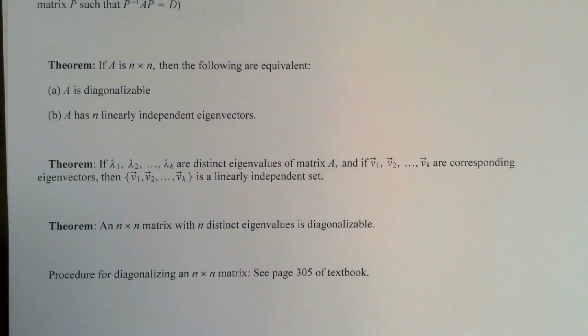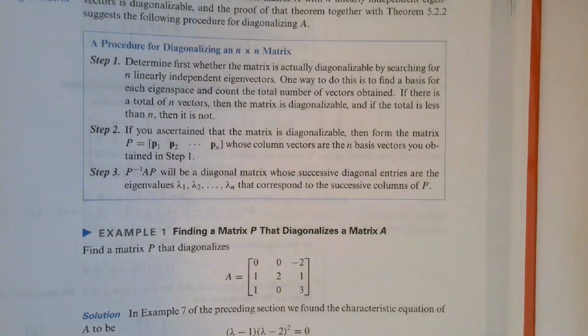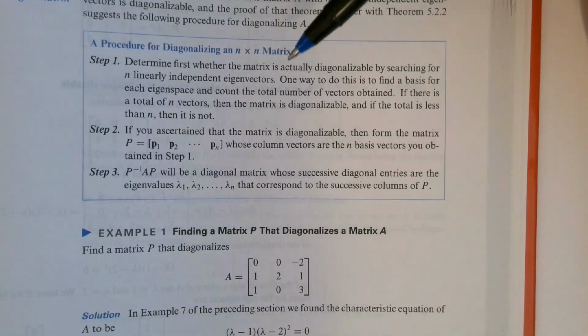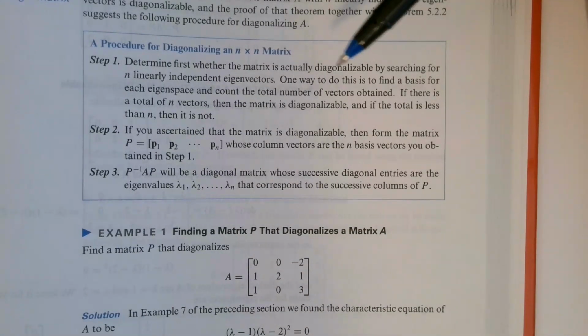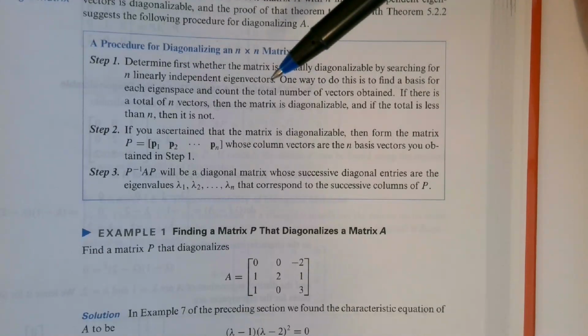And it sort of summarizes, if you will, in a way, these theorems and what we've been talking about here. So here's the procedure. It's on page 305. First, we're going to determine if the matrix is actually diagonalizable, and we're going to search for n linearly independent eigenvectors, as we were looking at in those theorems.